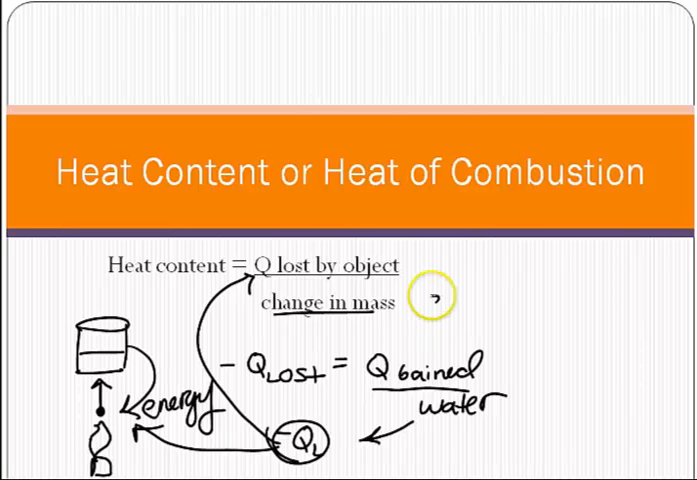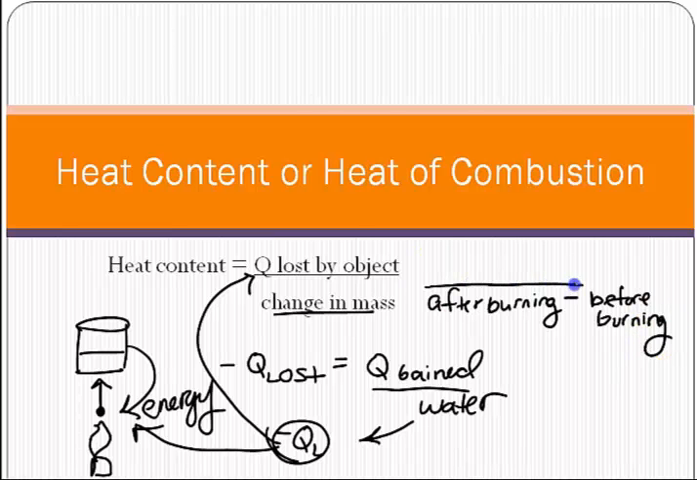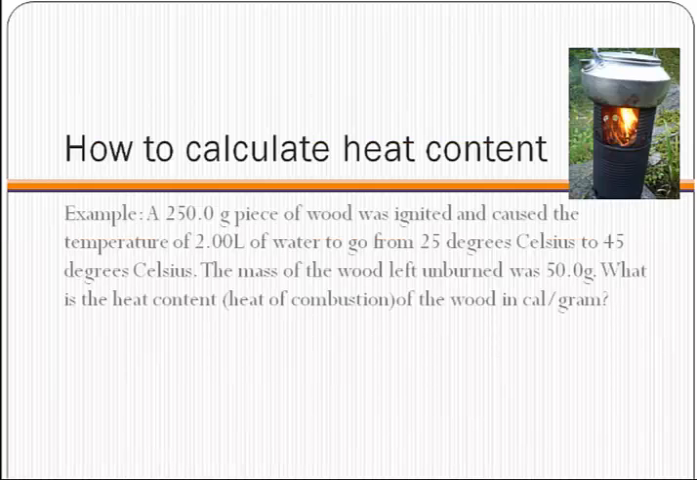So this would be after burning, minus the before, which is the before burning, and find out how much of it was actually burned off. So your final minus initial, and this would be your Q lost above it. Both of those should be negative values, so you're going to end up with a positive heat content. So let me just take you through an example.